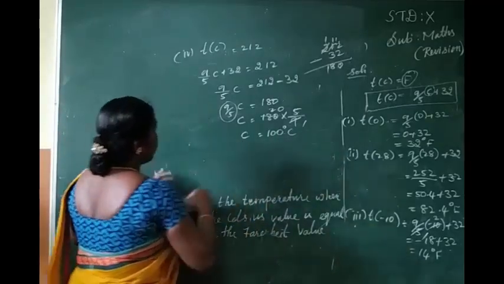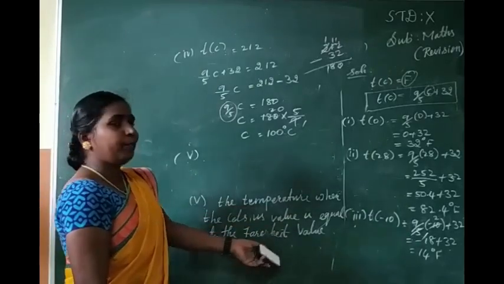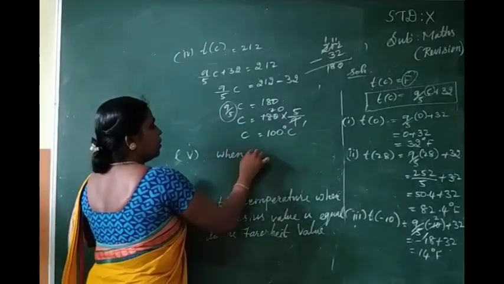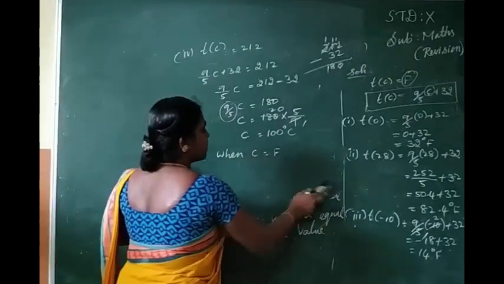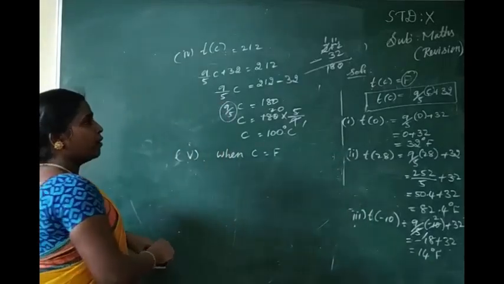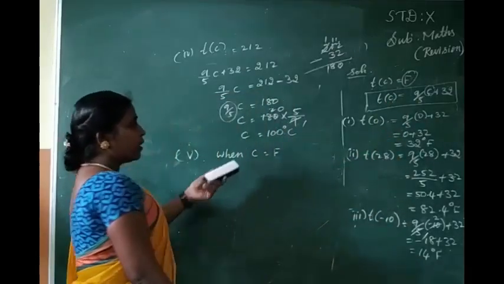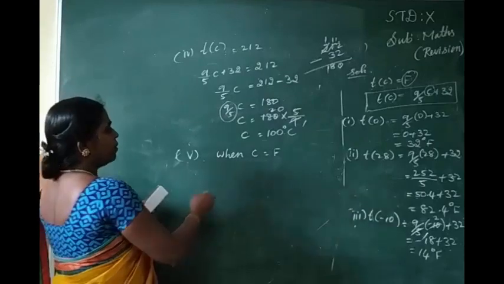Next, the fifth one. So what is given in the fifth one? Celsius is equal to Fahrenheit. So C equal to F. Okay, C equal to F or F equal to C. Otherwise, we can say let C equal to F equal to T or X, any one value. Substitute here. Instead of F, we are going to write C. Otherwise, instead of C, we can also write F. Okay?